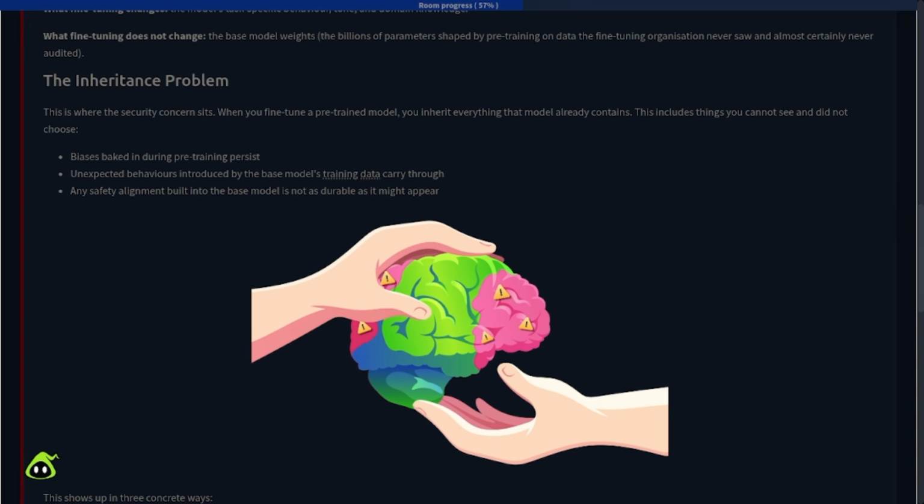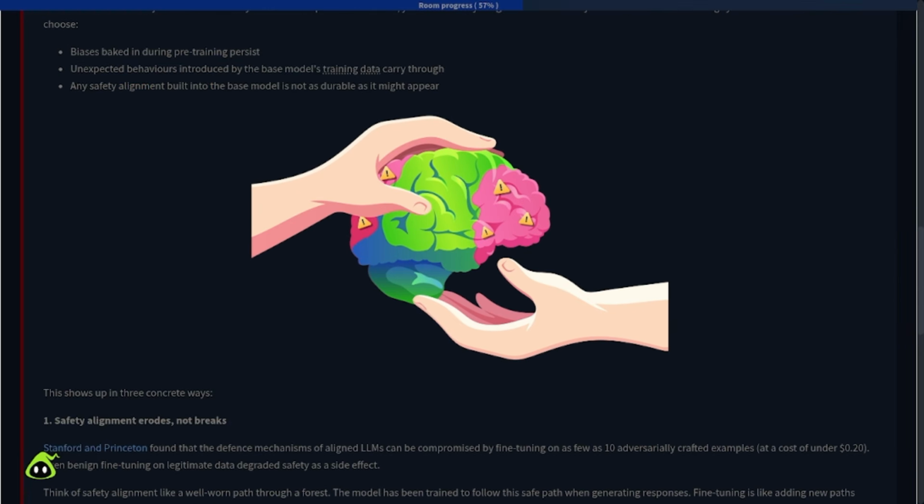Biases baked in is something that the particular training organization or entity may want in the LLM, but you shouldn't want. For example, the bias of the reviews, the bias of the information in the pre-training dataset. So there could be unexpected behaviors from the base model's training carried through. Any safety elements built into the base model are not a durable factor.